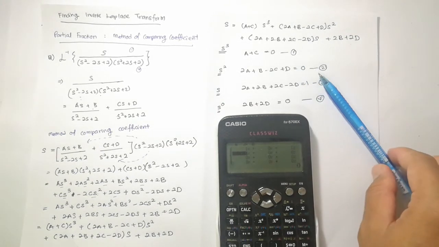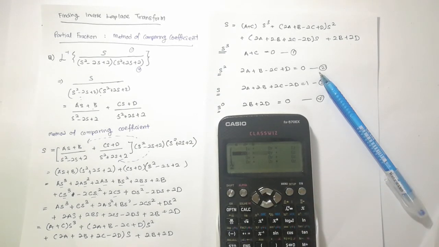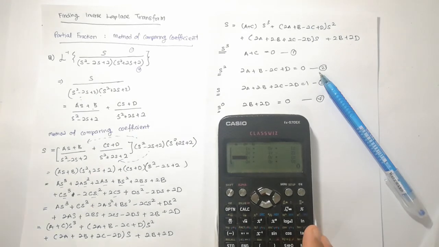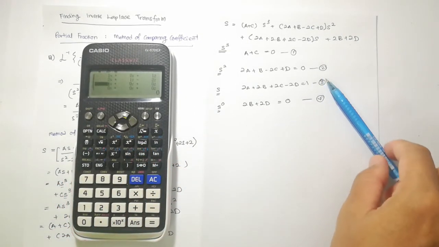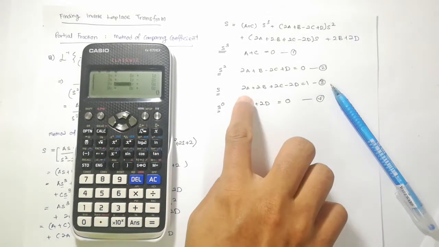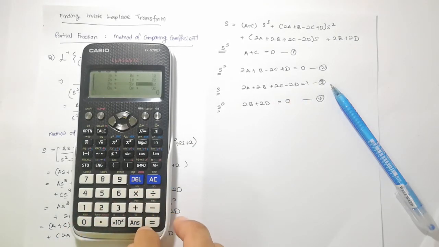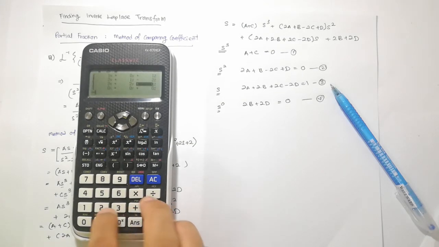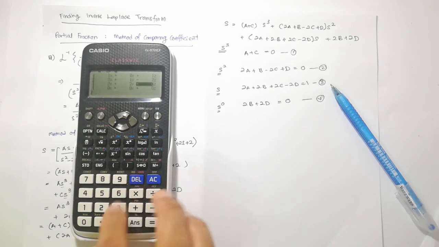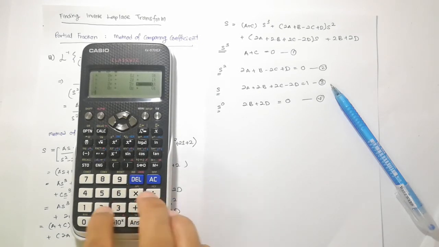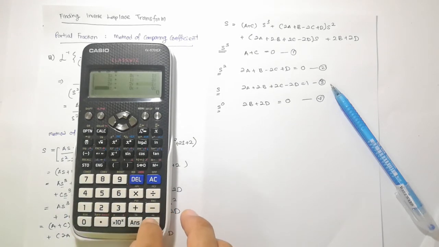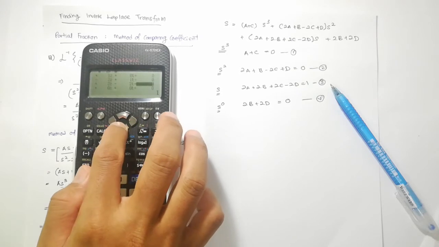So we will do the second equation. So you have 2, 1, negative 2, and then 1. This one will be equal to 0. Right? So let's do the third equation, which is 2, 2, negative 2, and then 1. So you have 2, and then 2, minus 2, and minus 2. This will be equal to 1.